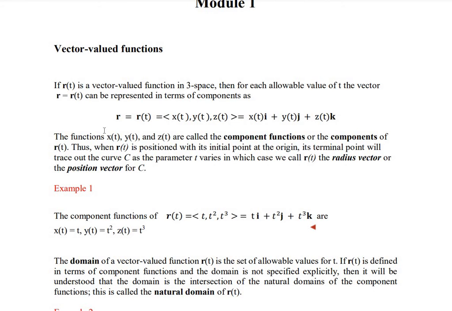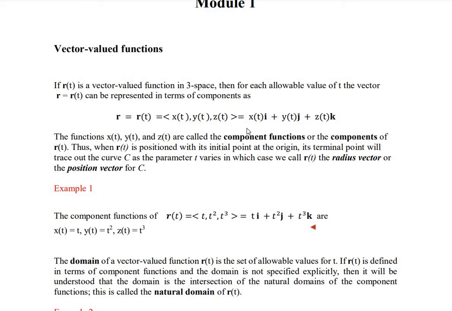Module 1: Vector valued functions. The definition of vector valued functions. If vector r of t is a vector valued function in 3 space, then for each allowable value of t, the vector r is equal to vector r of t, which can be expressed in terms of components as vector r of t is equal to x of t, y of t, z of t.